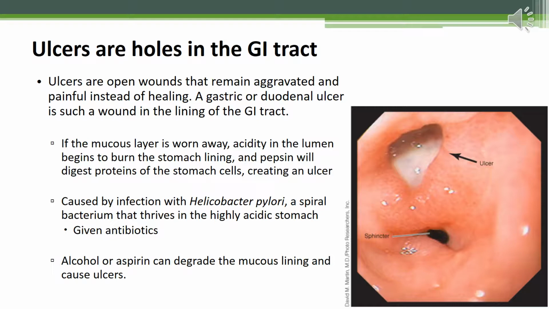And now we know that ulcers are caused by a bacteria called Helicobacter pylori. They used to be blamed on stress mostly, but now we know that it's an actual bacteria. And this is a spiral-shaped bacterium that thrives in highly acidic environments, like that in the stomach. And the best way to get rid of ulcers, because they're caused by this bacteria, is to simply take antibiotics. Another thing that can cause ulcers is ingestion of alcohol or aspirin, and this can also lead to the degradation of the mucus lining, which eventually leads to an ulcer.